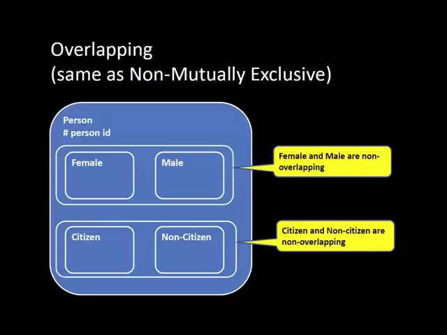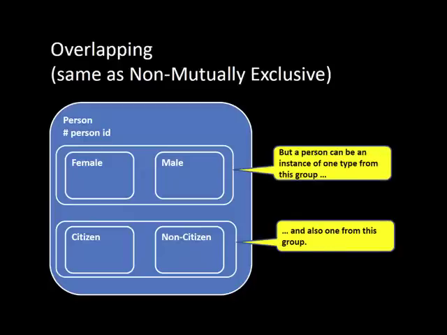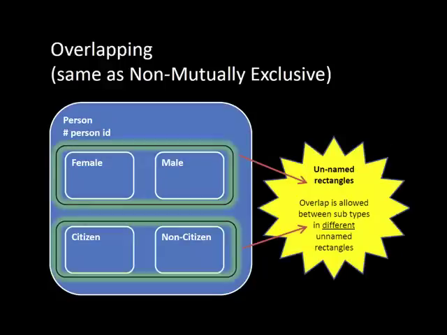Okay? So any entity types that occur within unnamed rectangles are mutually exclusive, meaning there is no overlap possible between entity types that belong to the same rectangle. So male and female are mutually exclusive, citizen and non-citizen are mutually exclusive. You can't have a person who's both a citizen and a non-citizen at the same time. So inside a rectangle, mutually exclusive, but across rectangles, overlap is allowed. An instance could belong to one of these and also belong to one of these. That's allowed. That's what is shown here. And the key to the notation, as I pointed out, is this unnamed rectangle that surrounds other subtypes.